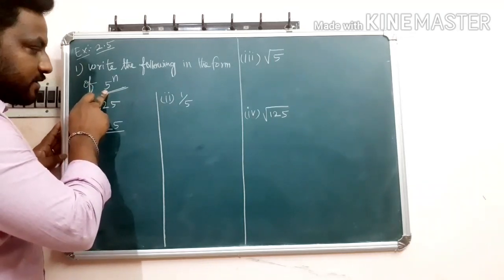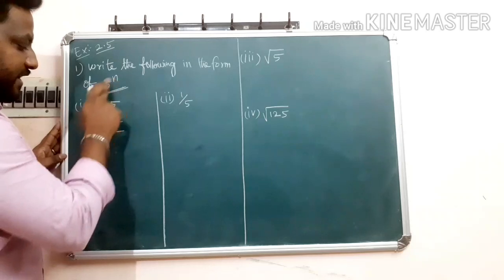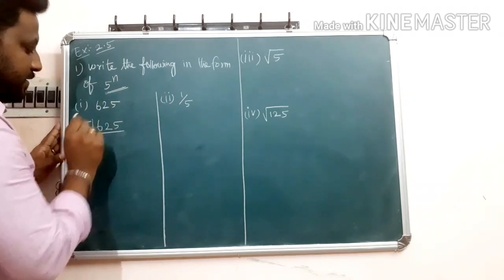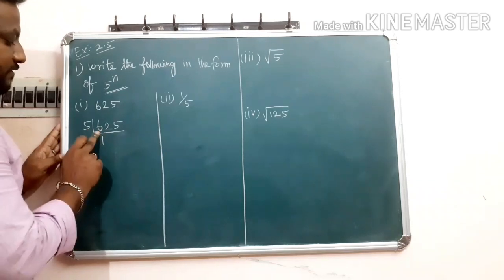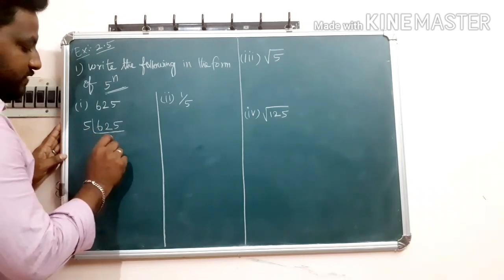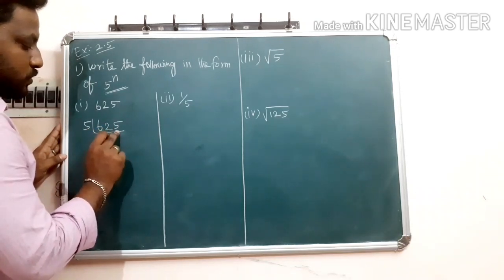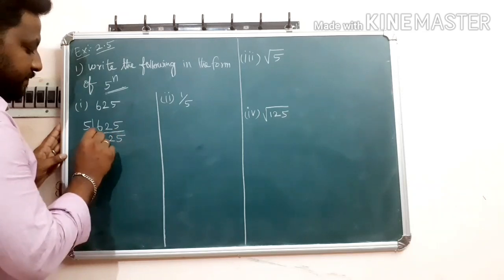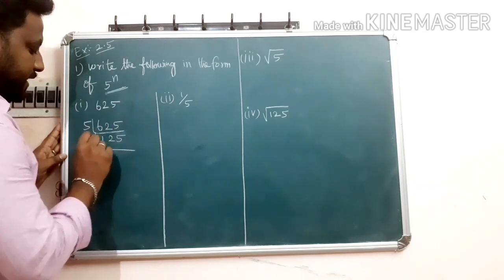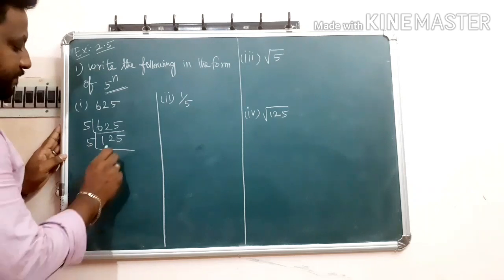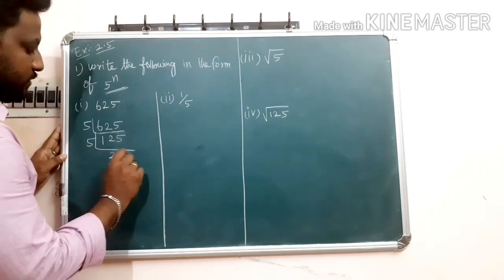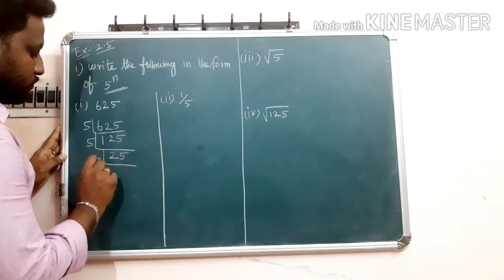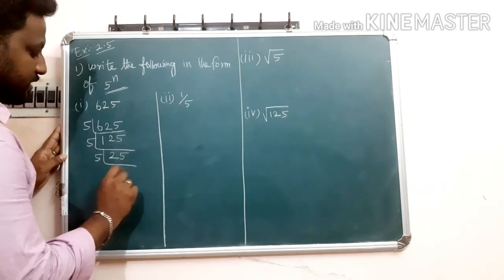We have to write in the form of 5 power n. So we have to divide by 5 only. 5, 6, 1 5s are 5, remaining 1, 12, 2 5s are 10, remaining 2, 25, 5 5s are 25. Again we have to do it with 5. So 2 5s are 10, remaining 2, 25, 5 5s are 25. Again we have to do it with 5, 5 5s are 25.